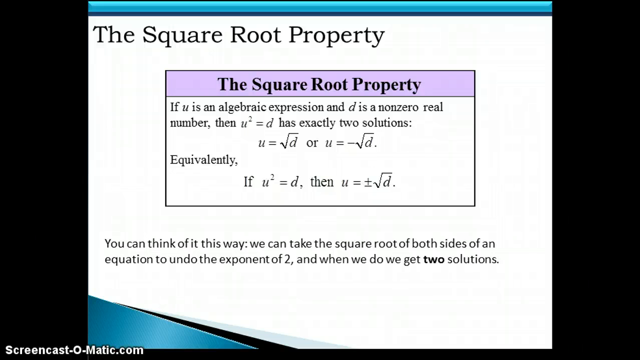You can think of it this way. We can take the square root of both sides of an equation to undo the exponent of 2. And when we do this, we get two solutions. So in order to make sure we get both solutions, don't forget that plus or minus sign. So let's look at some examples.